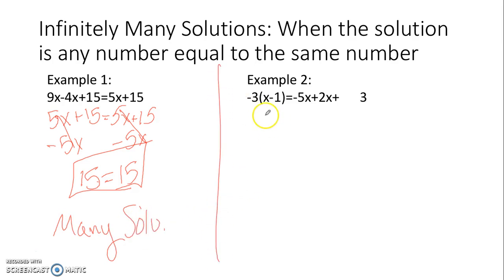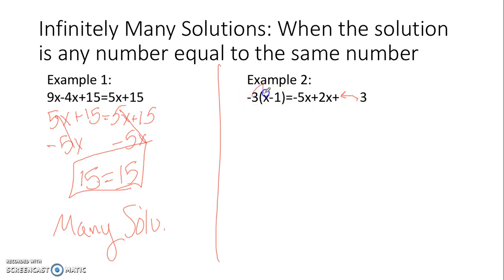Okay, let's look at example number 2. It looks like it got cut off a little. Oh no, it didn't get cut off, it just has a weird space in between. So we have negative 3 times the difference of x minus 1, is equal to negative 5x plus 2x plus 3. I'm sorry about that space, don't let that be confusing. Just write it right up next to it like you would.